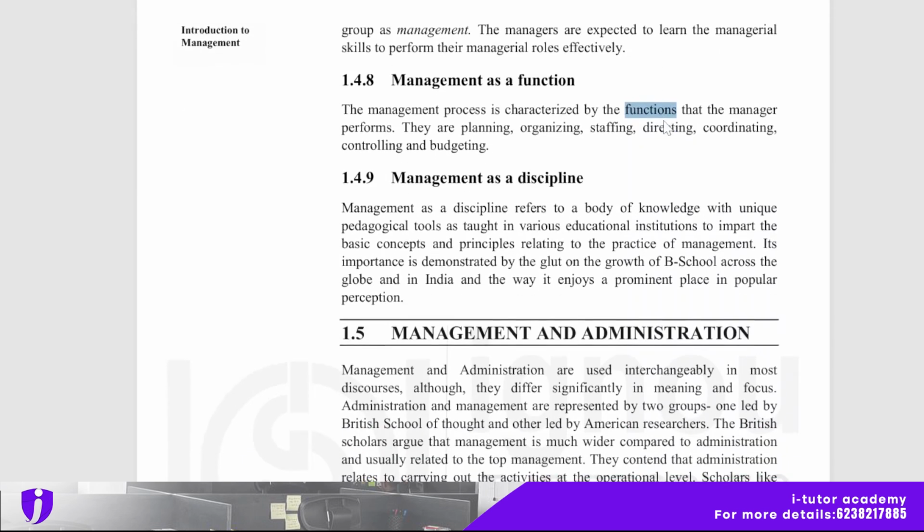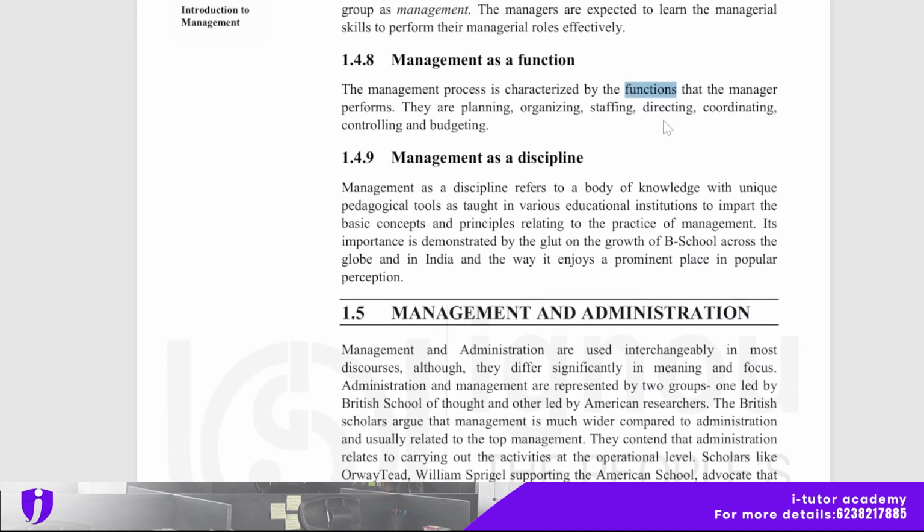And the eighth point is management as a function. It is a functional process. The management process is characterized by functions that the manager performs. They are planning. What all functions are included in management? The first one is planning, which is very important. First of all, we need a plan for the organization, and then organizing that plan, and then staffing, and directing is very important, and coordinating also, and controlling and budgeting. These are the main areas of a management function.